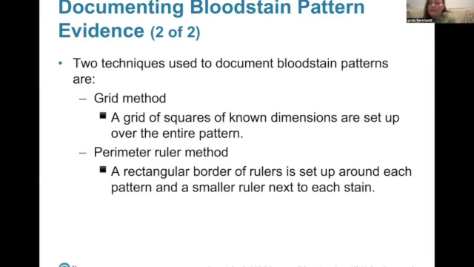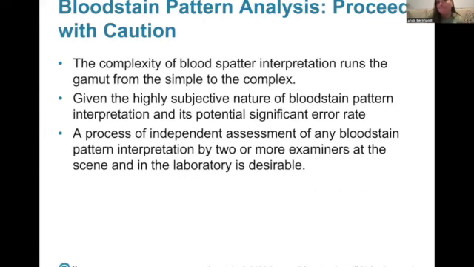So two techniques used to document the blood stain patterns. We've got the grid and the perimeter ruler method. Both of these, something very similar was covered earlier in our text. I don't really have more to add to it.